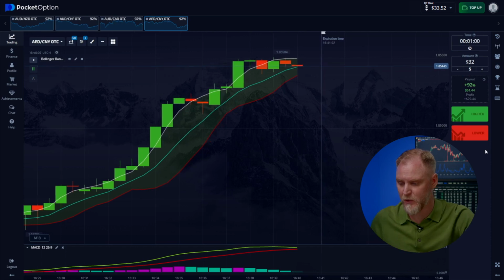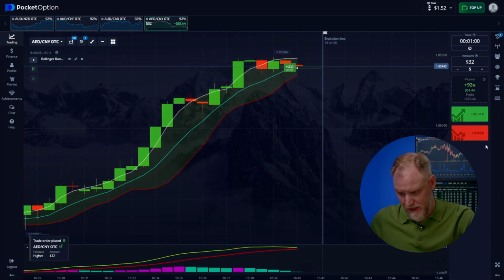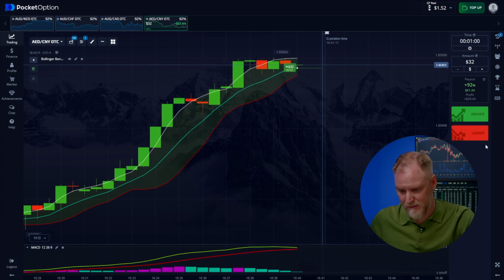Jumping to the dirham and yuan pair, raising the investment, so going long. Now the price is pretty high, so it might be the end of the trend. But from what I've seen, I think the buyers still have enough power to push it a bit more.